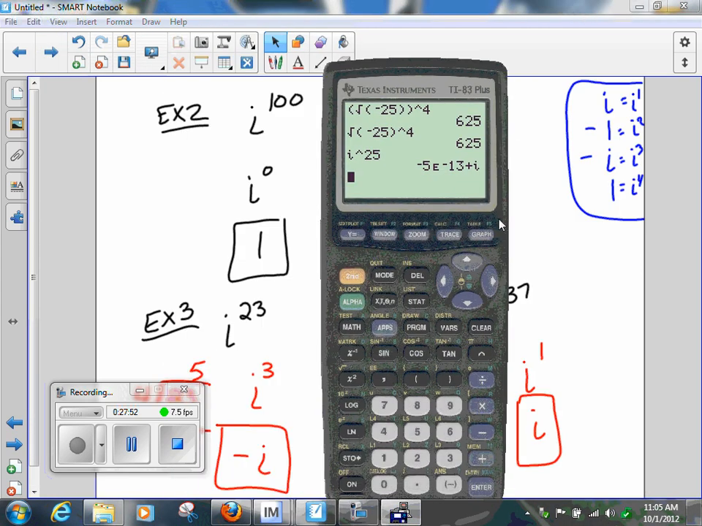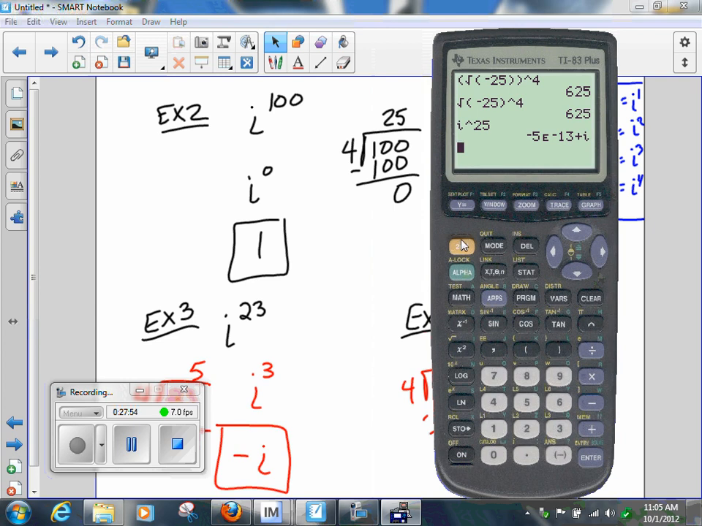Let's do the next one. i to the 100 power. Shut up. 1? Really? I hate calculators. I really don't like them at all, if you haven't figured that out. But do you see what we're looking for? Sometimes it's going to work out nicely. And oh, look, negative i.